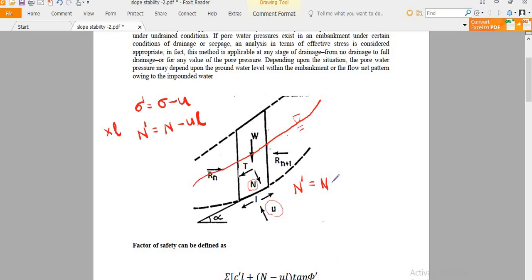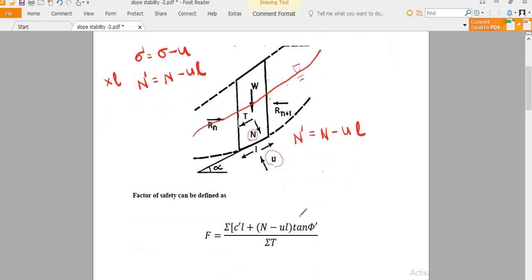So we can say N dash should be N minus UL, sorry, it should be U, right? So that is the effect of pore water pressure. Therefore this effect should be contained in our factor of safety equation. You can see it is no longer N, it is N minus UL. UL because of the pore water pressure U, and L is the length of the base of the slice, right?